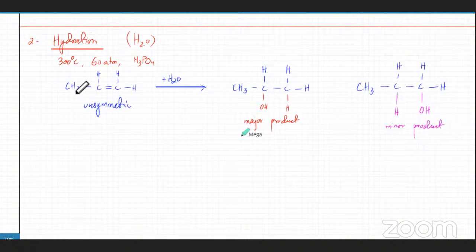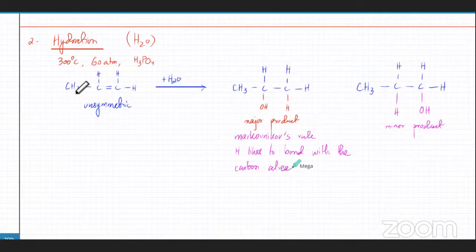And remember Markovnikov's rule, you have to revise everything about AS. So Markovnikov's rule was simple: H likes to bond with the carbon that's already bonded to more H atoms.